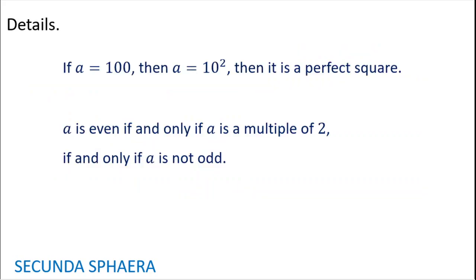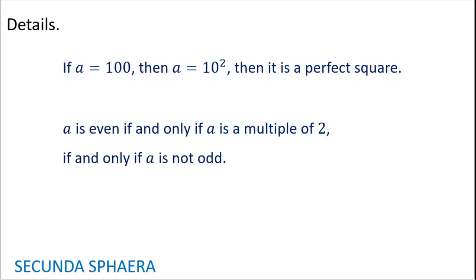For example, there are some details. If A is equal to 100, then A is equal to 10 squared, then it is a perfect square. This is a chain of implications. Be careful with this one. And also A is even if and only if A is a multiple of 2, and if and only if A is not odd. I'm very careful with this type of chains.